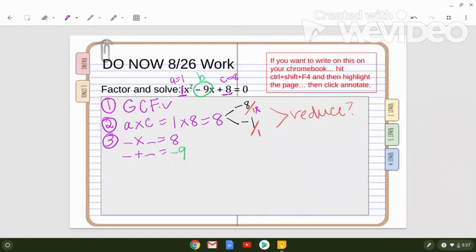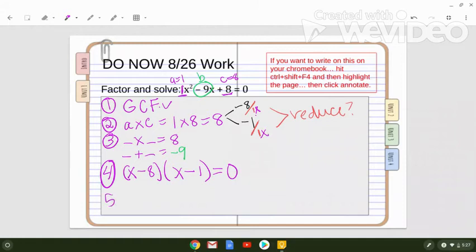It's going to be 1x minus 8. So my binomial is going to be 1x, so we just write x, and then what's on top of the fraction? -8. My second binomial is going to be 1x, so we just write x here. And what goes after that? -1, because that's what's on top of the fraction. We set this equal to 0.